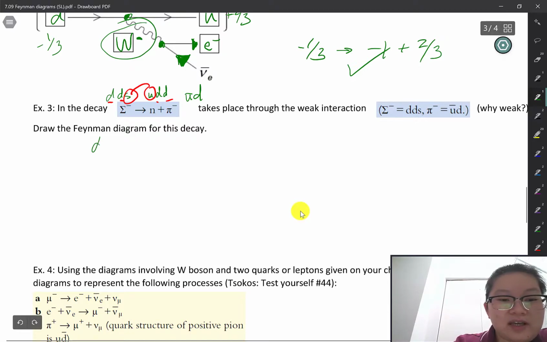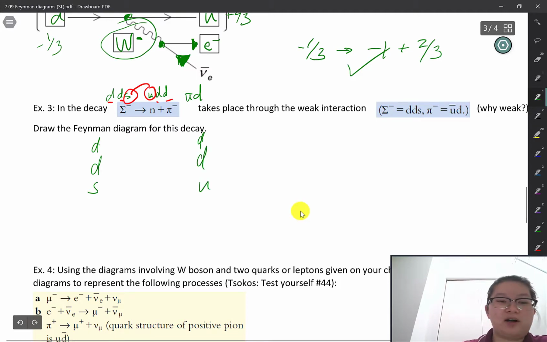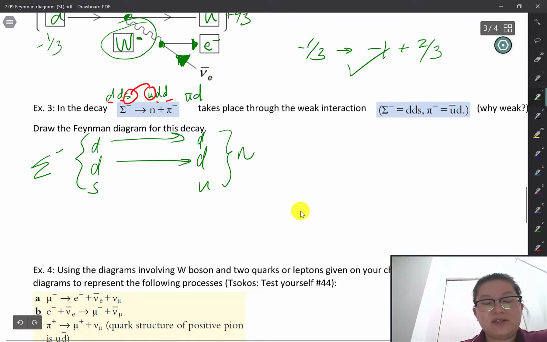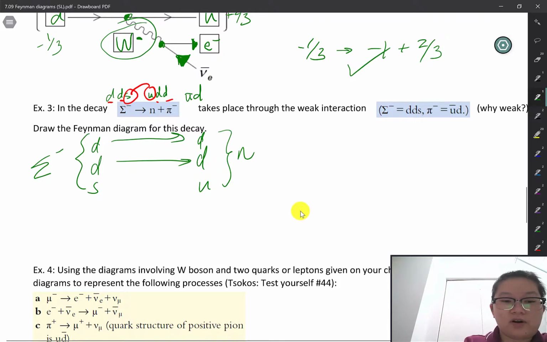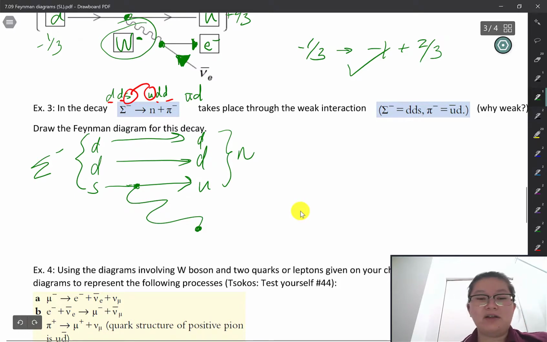So starting with DDS, and S being the one that is different, I'm going to put that on the bottom. The top is DDU, which is the product. We know that this guy over here is a sigma, and this guy over here is a neutron. These two down quarks are going to be the same. The strange quark gets converted to an up quark, and something leaves. A mediating particle is produced.